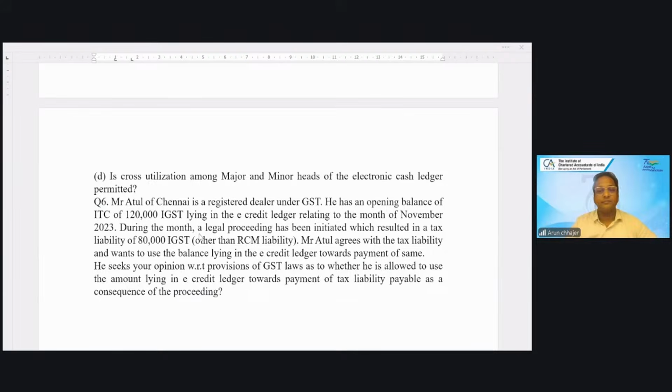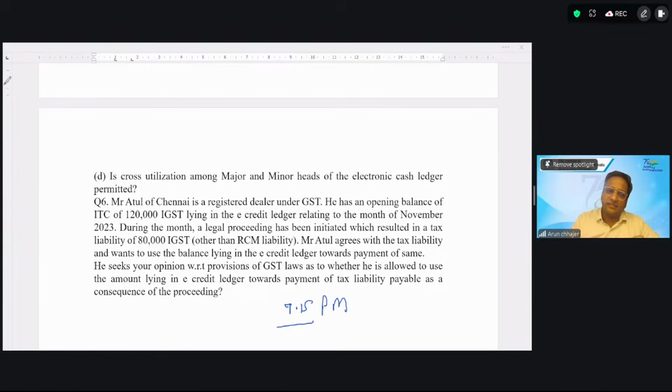ठीक है. 10 मिनट का ब्रेक ले. Take the break of 7-8 minutes, and then we will start at 7:15. We will start at 7:15. ठीक है. मनीष जी, ठीक.